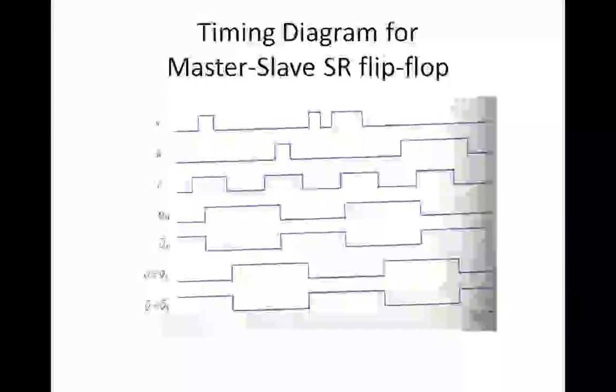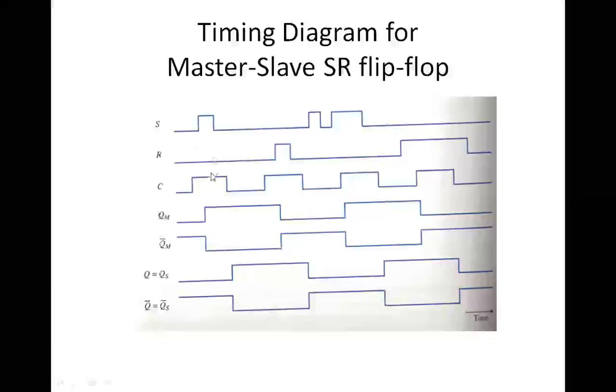Okay, so this timing diagram actually tells us how your master slave flip-flop works. As per our discussions, based on the values of the clock, when C is equal to 0, that's when your slave will be enabled. When C is equal to 1, your master will be enabled.